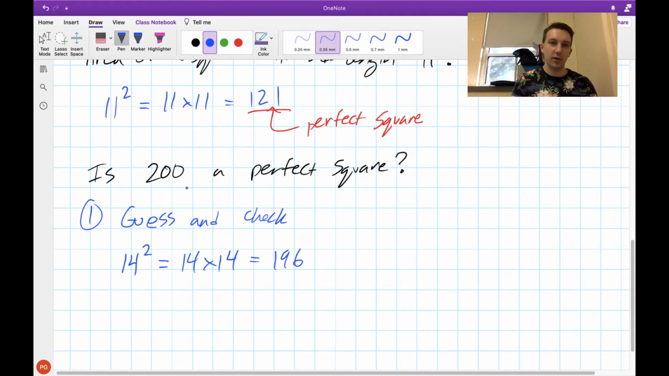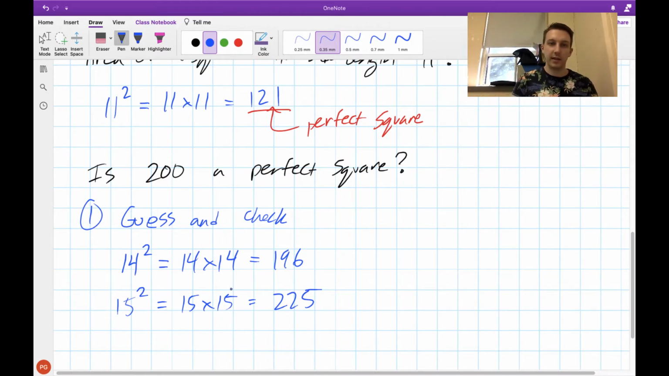Okay, so that's not going to work. It's a little bit too small. So let's go to the next one. Let's go to 15. So 15 would be 15 times 15, which is equal to 225. Well, that's too big. But now we can see the answer to our question.